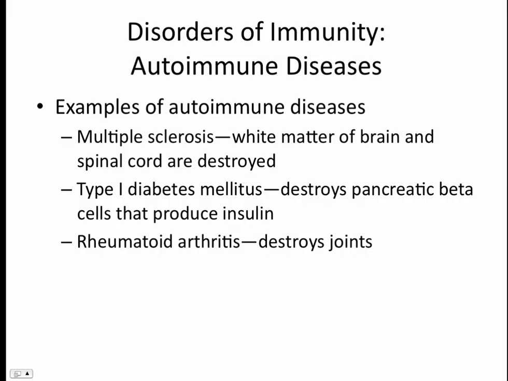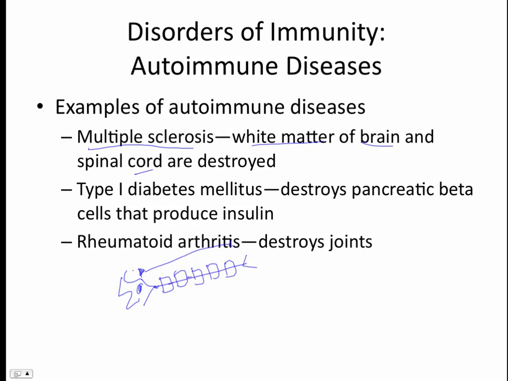Other autoimmune diseases to be familiar with: we have multiple sclerosis, and this is when the body starts attacking the white matter of the brain and spinal cord. If you recall the anatomy of a neuron, you have the cell body, the axon, and then the axon terminal. What's covering this axon are these myelin sheaths. Myelin sheaths serve two purposes. We have conductivity of the action potential, bringing that action potential from your cell body all the way to the axon terminal. But then we also have protection of the axon itself.